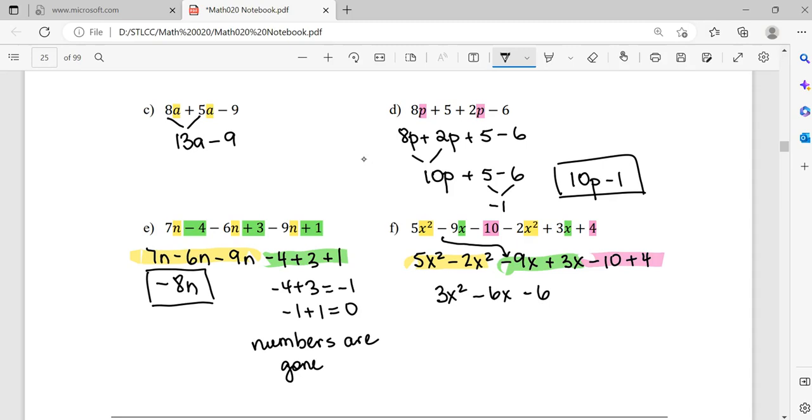So again, this is your answer. You just double check that you haven't missed anything. You have a square term, you have an x term, and you have a number. This is our official answer.